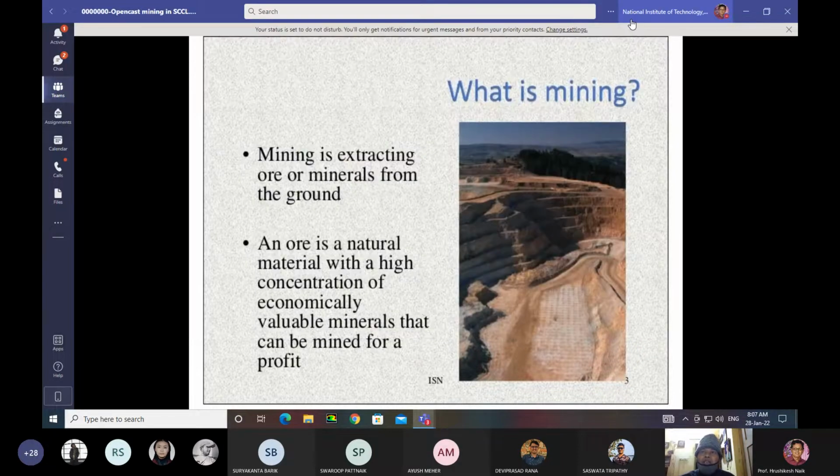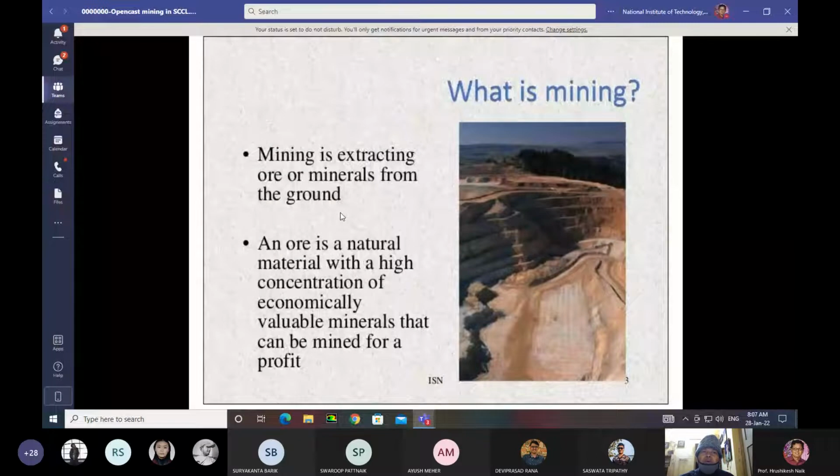Good morning. Today we are going to discuss the surface mining technology. In this diagram, you are able to see the shape and size of a surface mine and their bench system, etc.